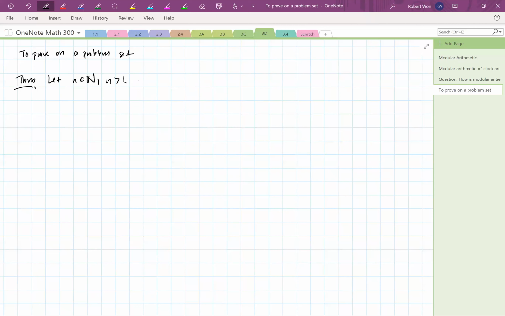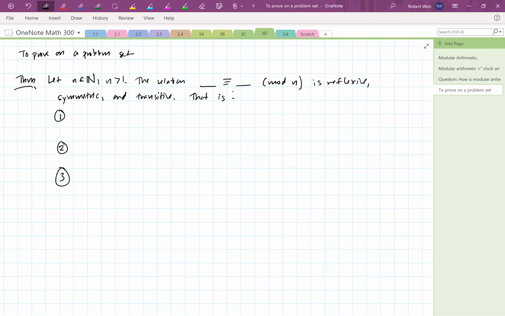Then the relation "a is congruent to b modulo n" is reflexive, symmetric, and transitive. What does that mean? So, three things: it's reflexive, it's symmetric, it's transitive.